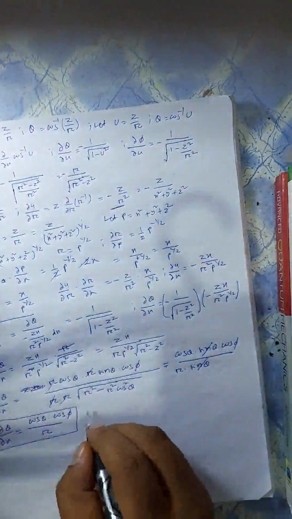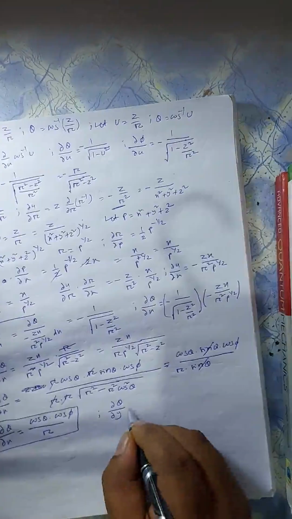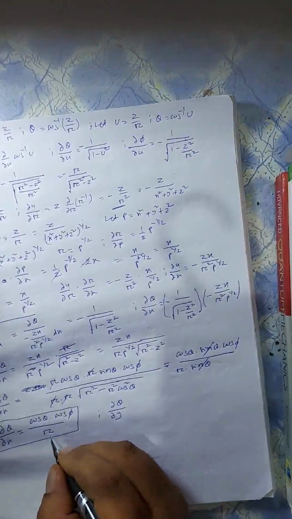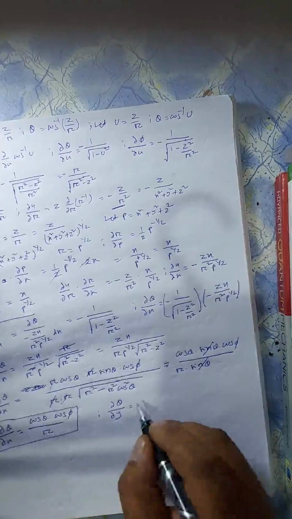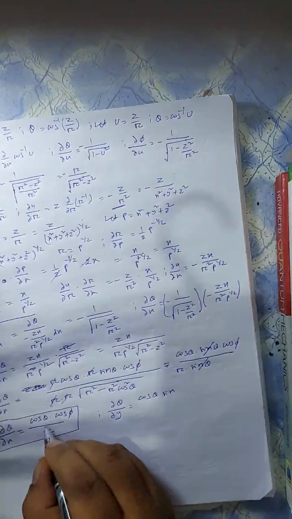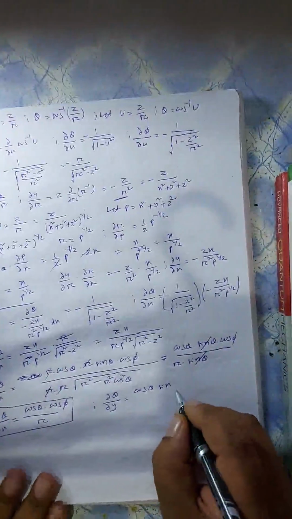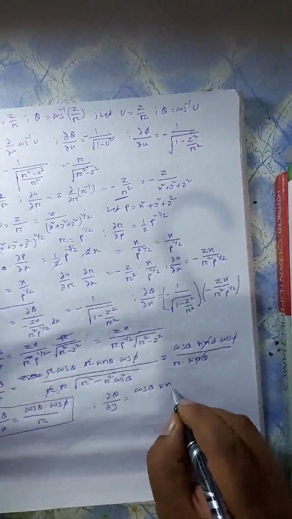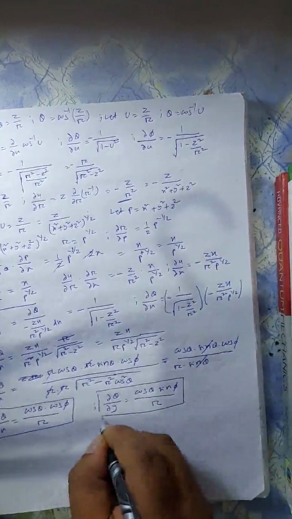Similarly, in the same method, you can apply to ∂θ/∂y. You can directly remember these things, otherwise it takes a lot of time. So ∂θ/∂y will come as cos θ, take y, sin φ. So ∂θ/∂y is cos θ sin φ divided by r. Same process you have to do. You remember these direct things.